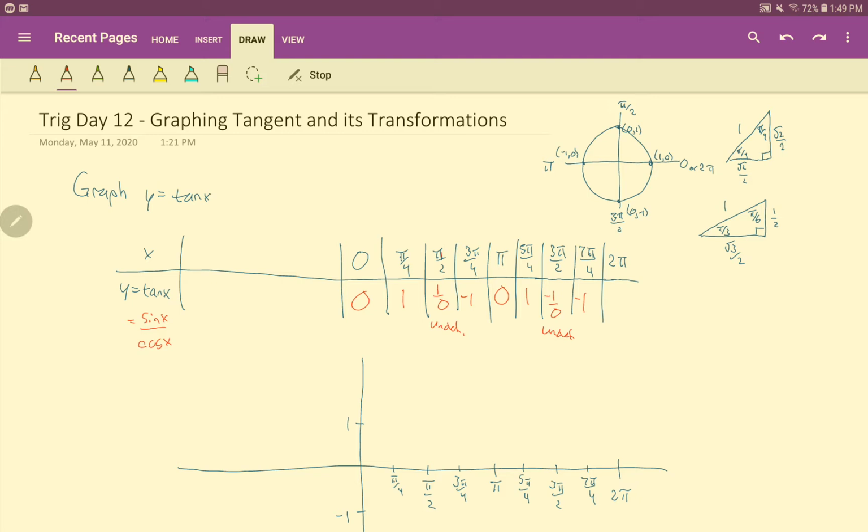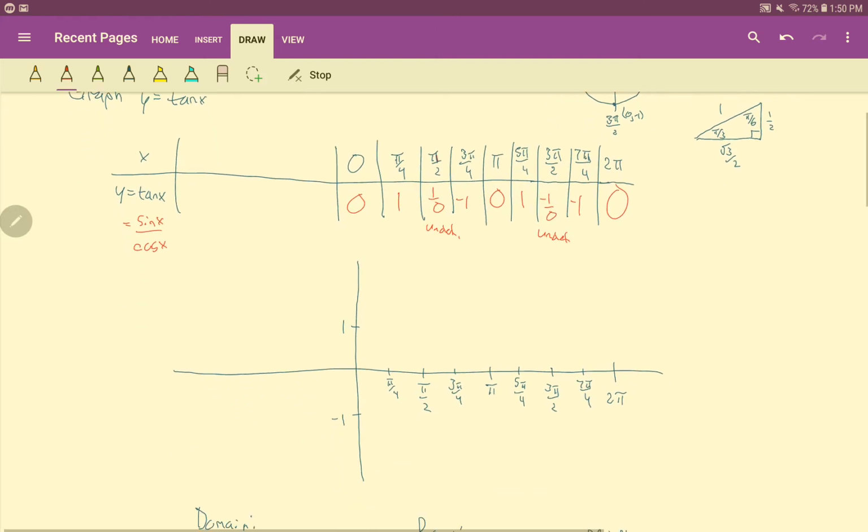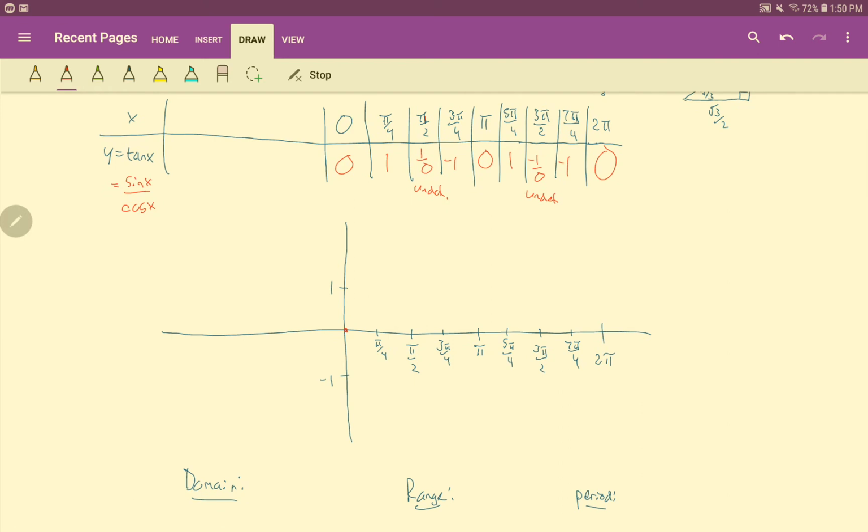And then for 2 pi, well, we're back to what we have at 0, so it's just 0, okay? So let's plot this here. At 0, 0. Okay, at pi over 4 we have 1. At pi over 2 we're undefined. Now what should we draw here for undefined?